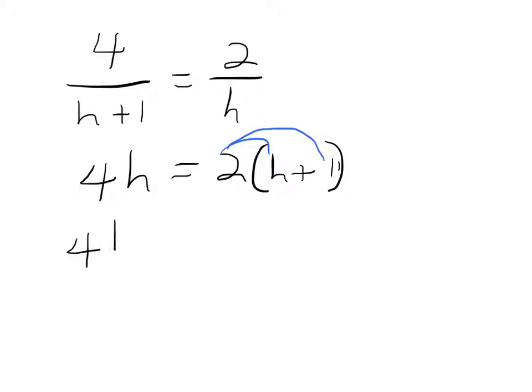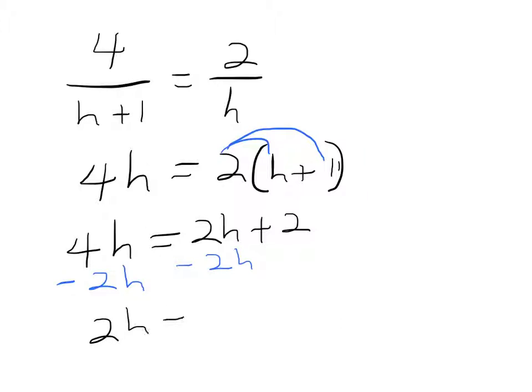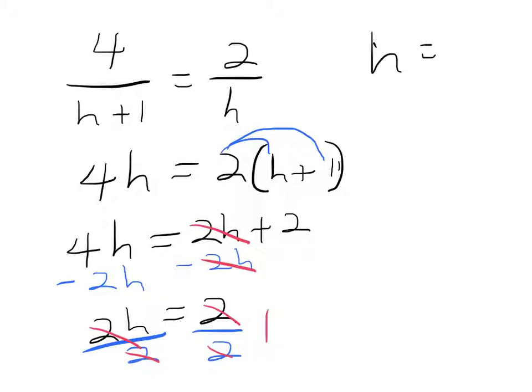So on the left hand side we still get 4h is equal to 2h plus 2. We want to get all of our h's to one side, so at this point we're going to subtract 2h from both sides. On the left hand side we get 2h is equal to, on the right hand side, the 2 h's cancel, and we're left with 2. Now what we want to do is divide both sides by 2. On the left hand side we're simply left with h, and on the right hand side we're left with 1. So our ultimate answer is h equals 1.